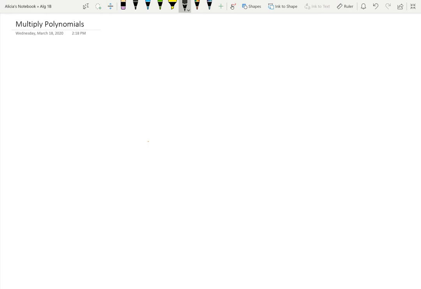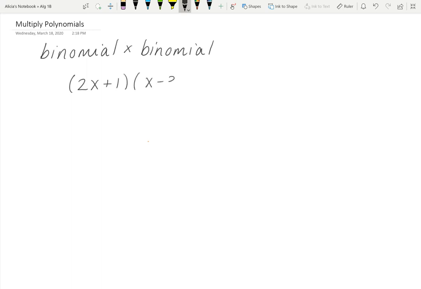Now, I know that we have already talked about multiplying polynomials, but so far in class, we only discussed multiplying a binomial times another binomial. And we talked about problems like this. If you had like 2x plus 1 times x minus 3, so 2 terms times 2 more terms. And we talked about how that will always get you 4 terms, right?